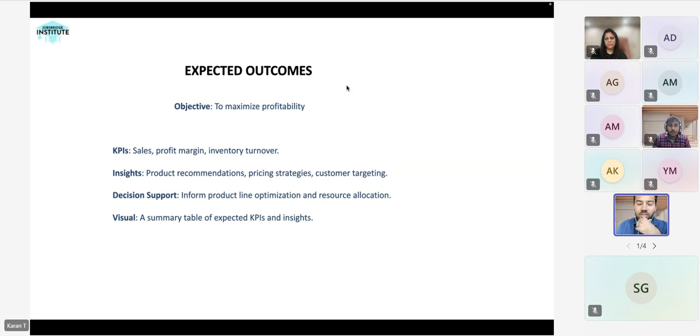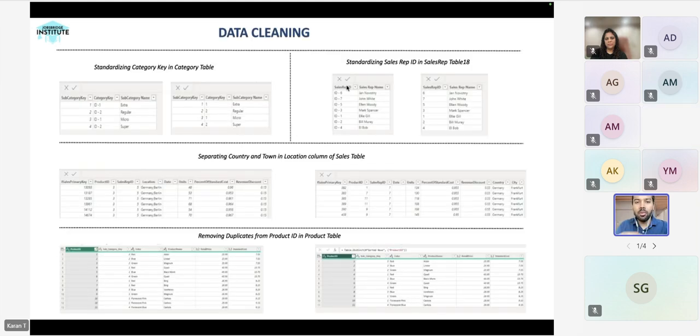These are the expected outcomes: we want to maximize the profitability. We want to ultimately increase the revenue for the company. And the KPIs which can help in achieving this objective can be increased sales or increased profit margin or inventory turnover. So I'll brush upon what we did in the previous weeks.